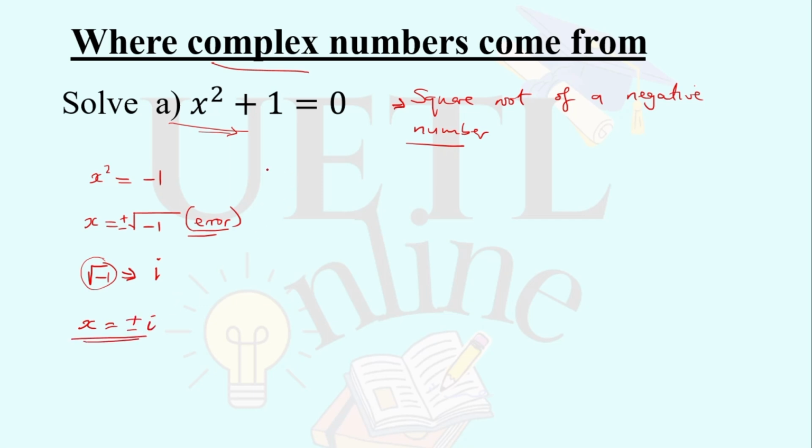If you see something in a root which is negative, let's say you saw minus 25 in a root, you can say that the answer is plus or minus 5i. Make sure that you remember that root of minus 1 is i, and that whenever you put a square root here, your answer is going to become plus or minus. So this is where complex numbers come from.